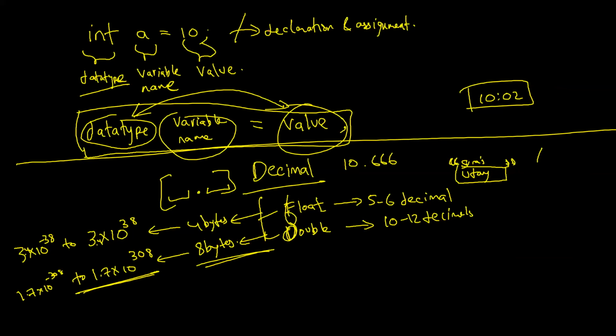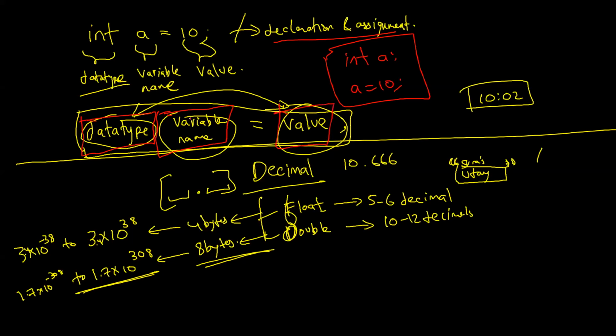I have just shared how declaration and assignment could be done in a single step. Initially it was this one and then you update the value. You can do this in a single step, that is int a equals 10. So this is the order of how you will name the variables. First you put the data type of the variable, what type of data you want to store, and then the variable name, and then the value.